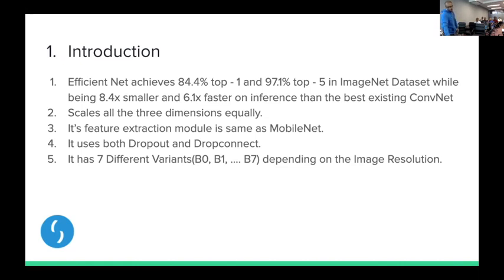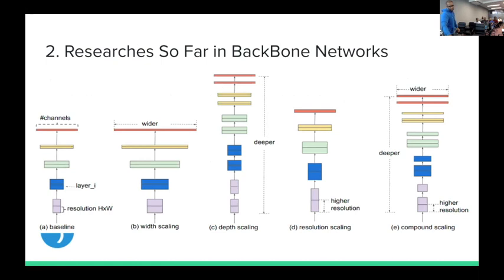So this is one important slide. You have channels, right? For example, RGB channels: red, green and blue. For researchers in backbone networks, in the baseline network, as you proceed further, the number of channels gets multiplied and the network gets deeper, or they include higher resolution images.